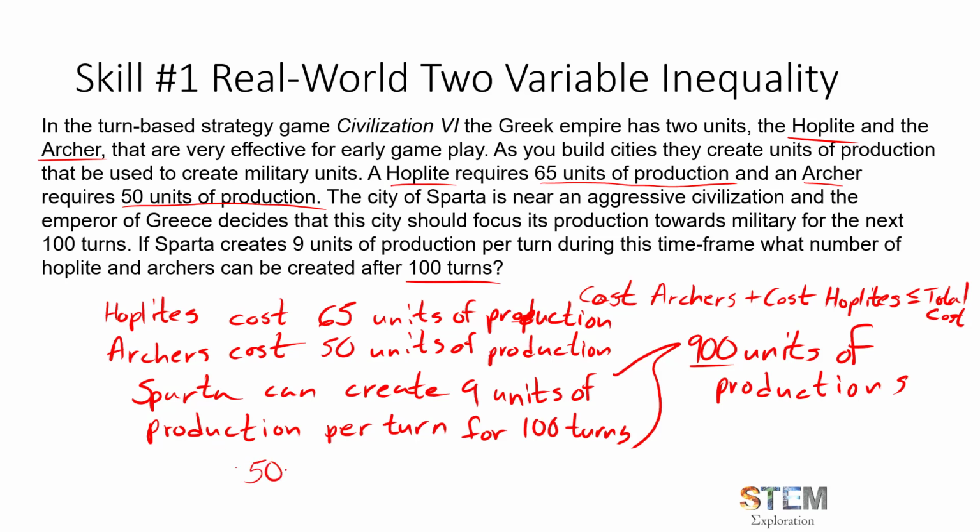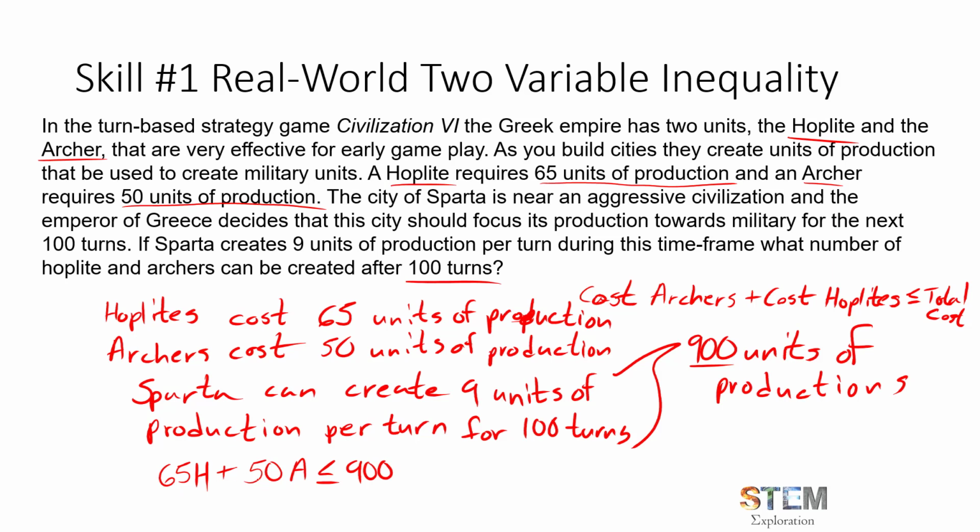50 times the number of archers you have is less than or equal to the total 900 units of production you have at your disposal for the city of Sparta. And so we can apply that same idea to the hoplites and say 65 hoplites and have that same situation in context. And this is a pretty standard circumstance.